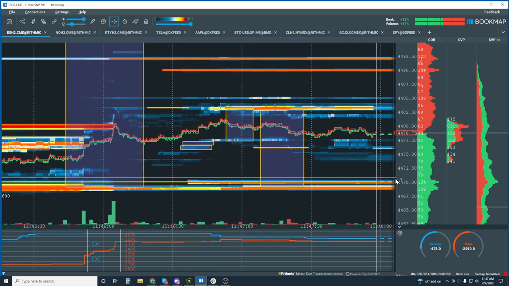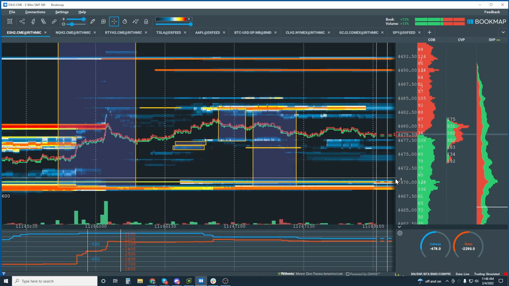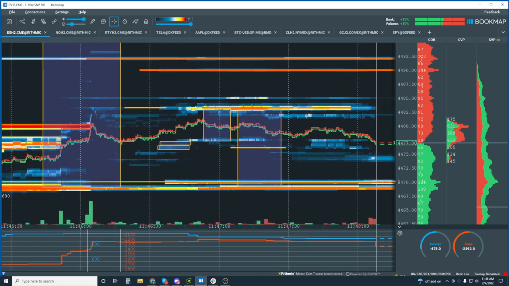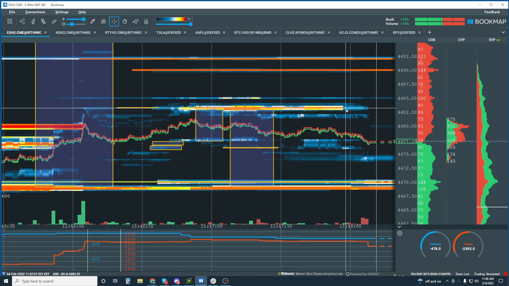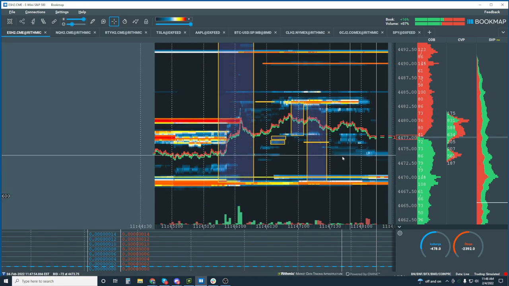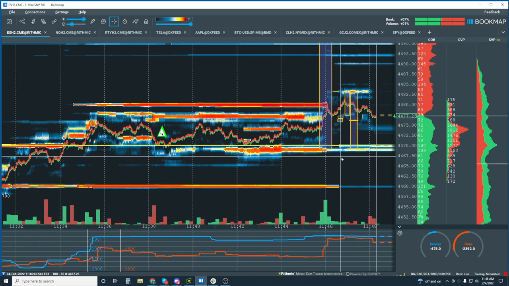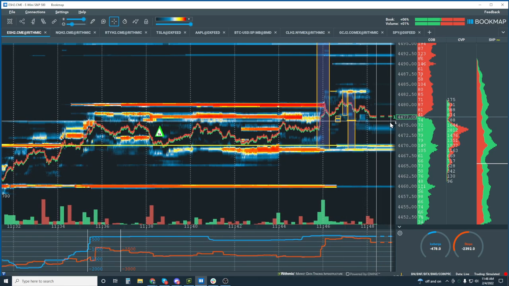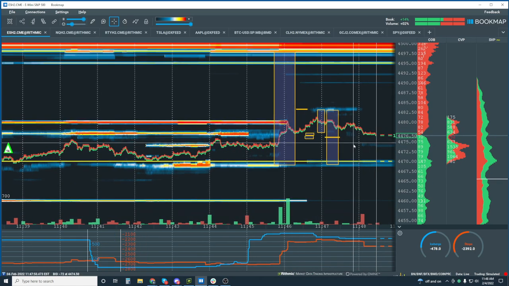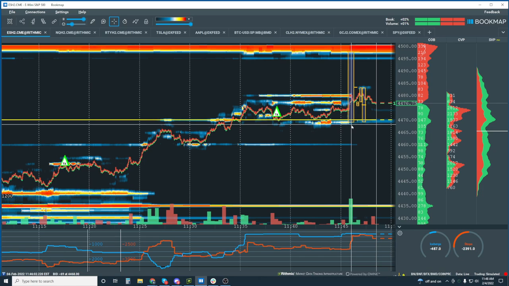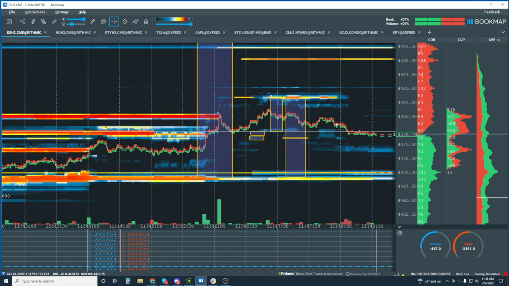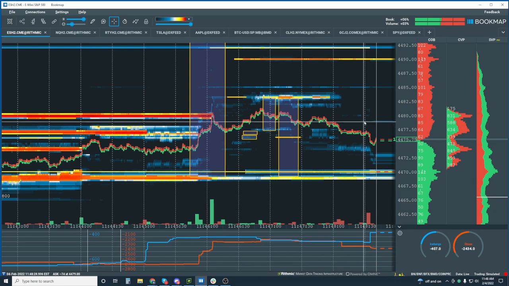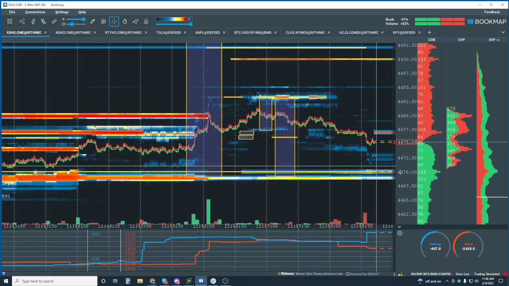Now they're pulling. New range. Not really seeing too much right now. Anyway, guys, I just wanted to go through that in this order book, to start to understand how price reacts to the order book.